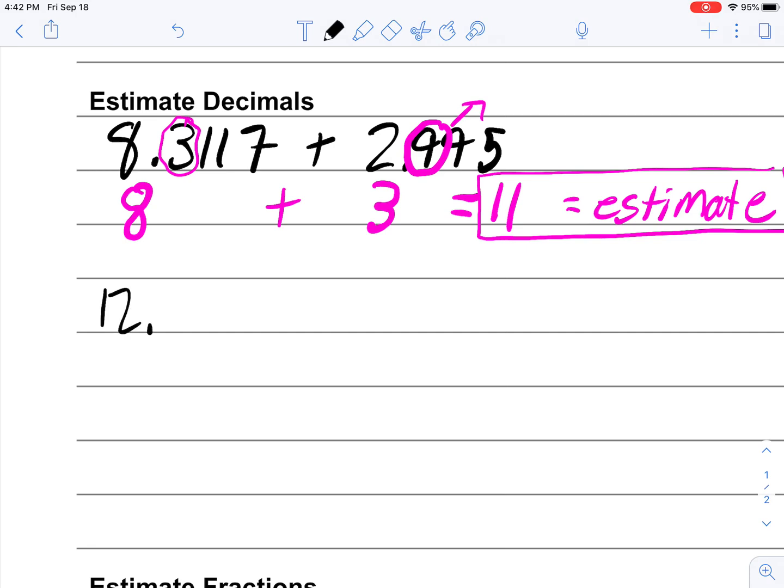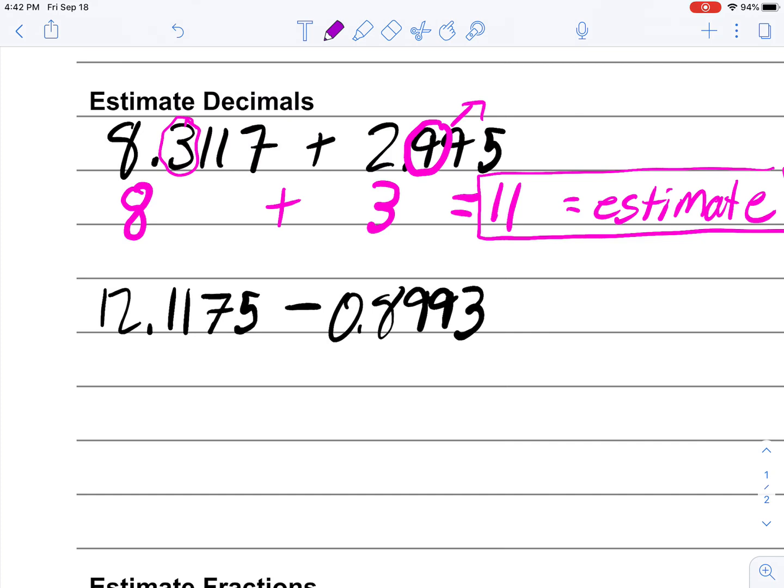This time we're going to do 12.1175 minus 0.8993. Again, if you want to pause the video right here, see if you can come up with the estimate on your own. If you're done coming up with the estimate on your own, we're going to look at this, okay?